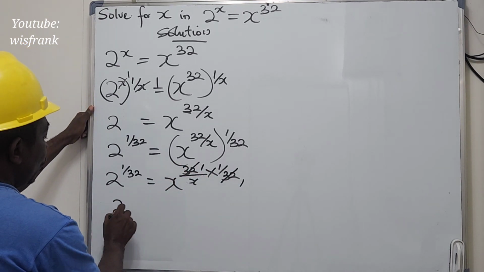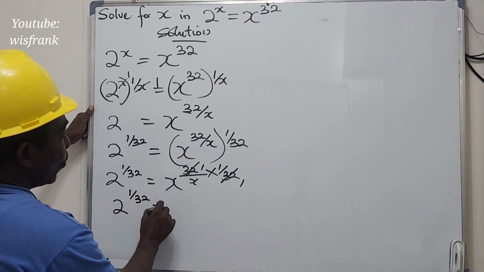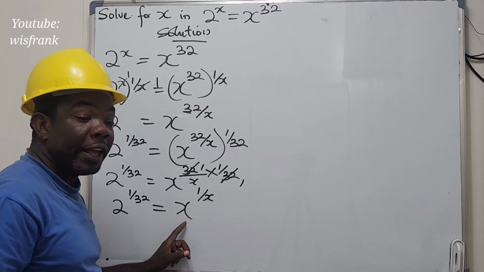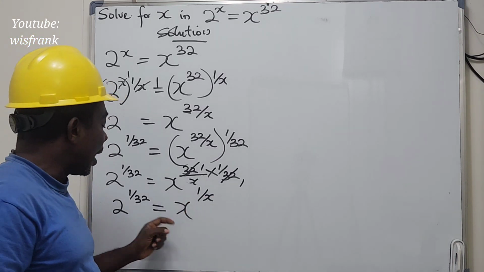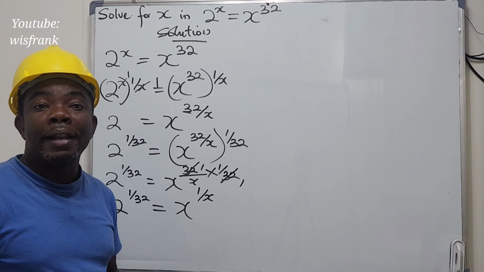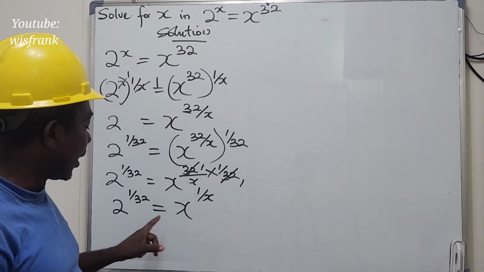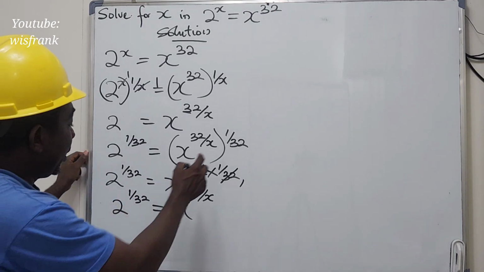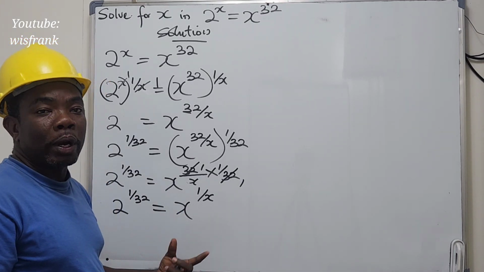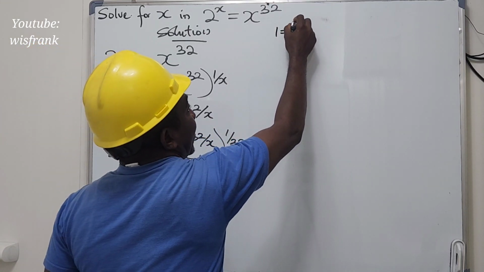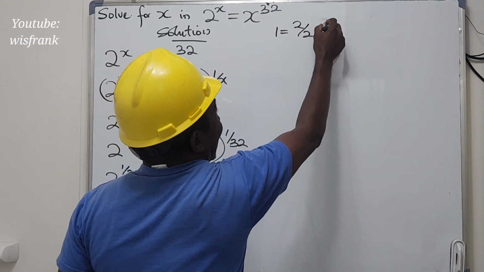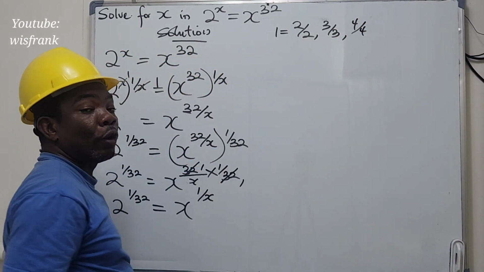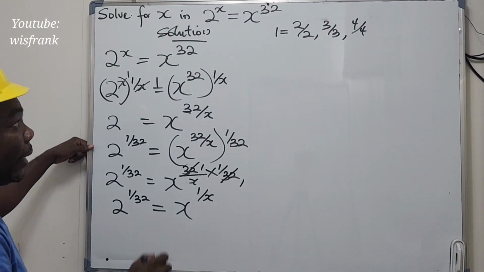We are now left with 2 to the power of 1 over 32 equals x to the power of 1 over x. So here we have x to the power of 1 over itself, and also we have 2 to the power of 1 over 32. So the next step is for us to make sure that what we have here is the same thing in 1 over what we have here. So here we need to multiply by 1, and that 1 we said can be equal to 2 over 2, or it can be equal to 3 over 3, or it can be equal to 4 over 4. So let's take 2 over 2. So here we can multiply by the power of 2 over 2.